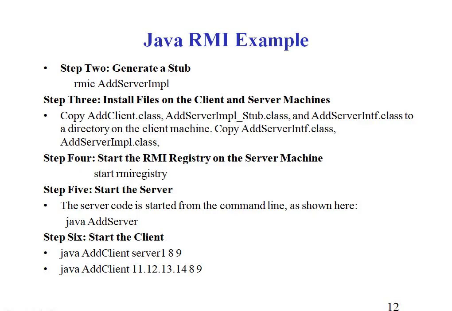Step 4. Start the RMI registry on the server machine. Java provides a program called rmiregistry, which executes on the server machine. It maps names to object references. First, check that the classpath environment variable includes the directory in which your files are located. Then start the RMI registry from the command line: start rmiregistry. When this command returns, you should see that a new window has been created. You need to leave this window open until you are done experimenting with the RMI example.